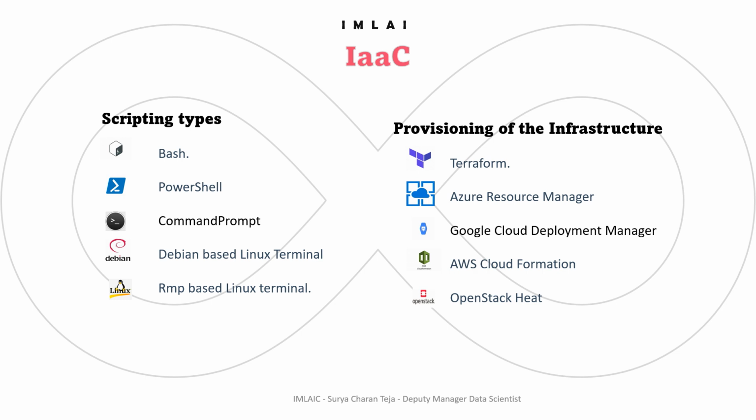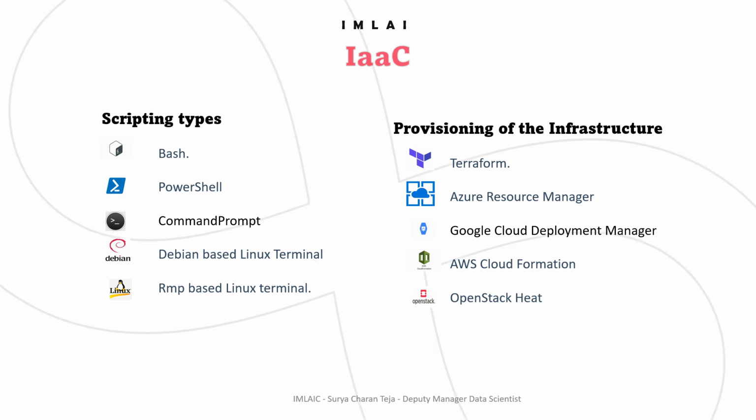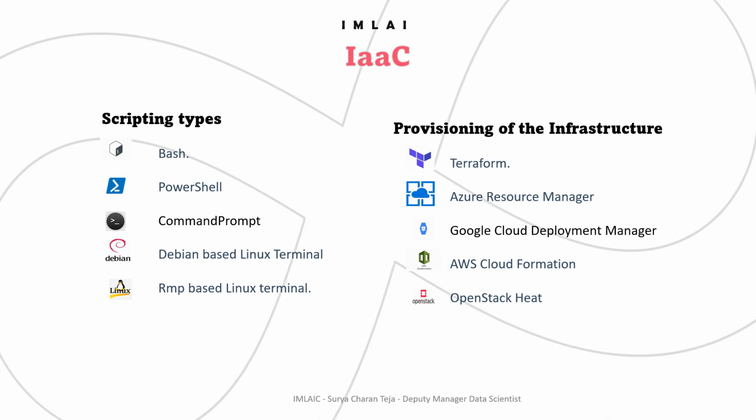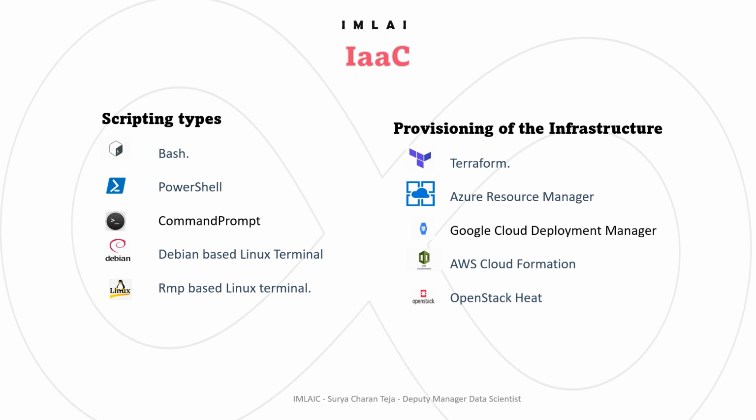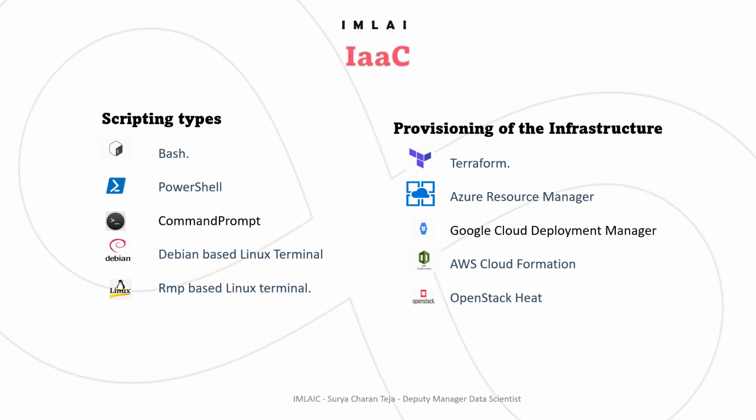And now, to provision the infrastructure, to create a server, instead of doing it manually, we can do it using certain tools. The most famous tool is Terraform. In addition to that, we have Azure Resource Manager, Google Cloud Deployment Manager, AWS CloudFormation, and OpenStack Heat. These are all tools which can be used to provision infrastructure automatically, without the need to create a server manually and then install things.